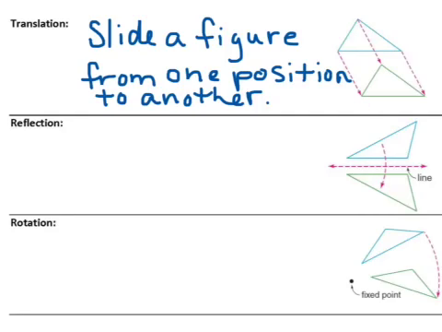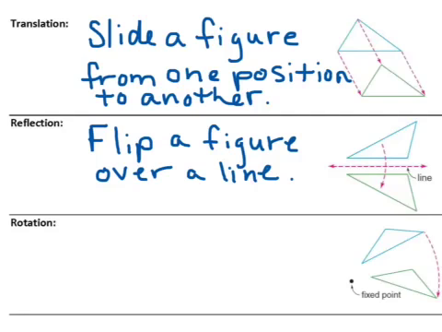Now let's define a reflection. A reflection is a type of movement in geometry where a figure flips over a line. Again, after we copy this formal definition of a reflection, which is a flip of a figure over a line, let's take a look at our diagram.